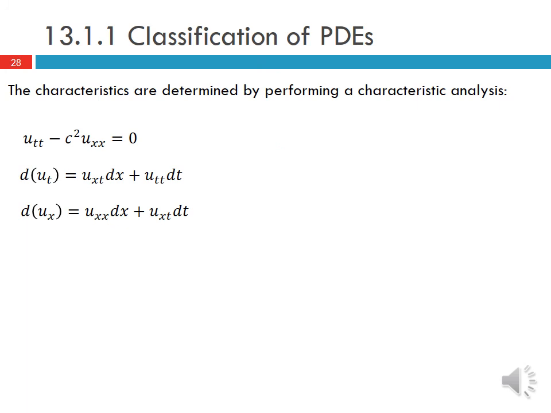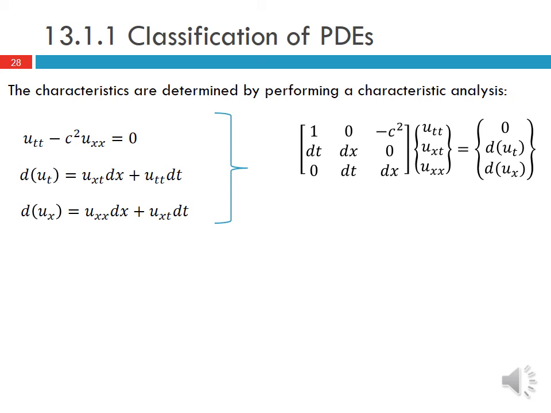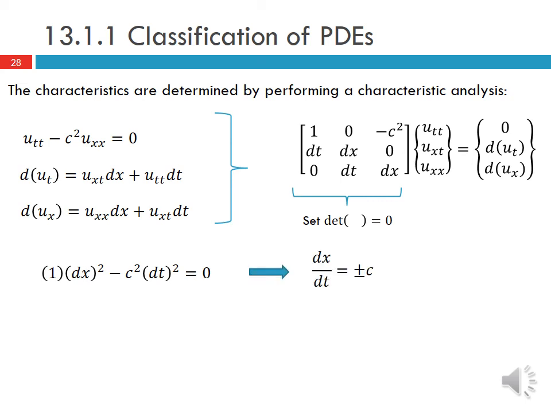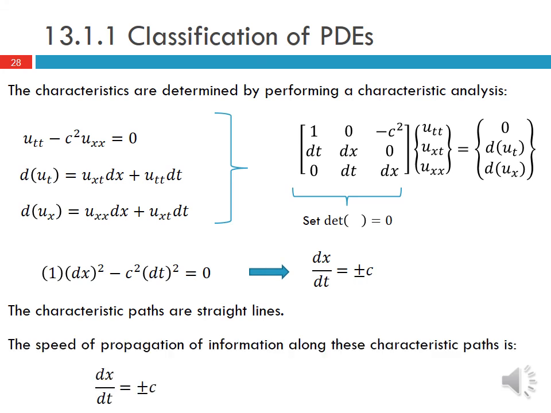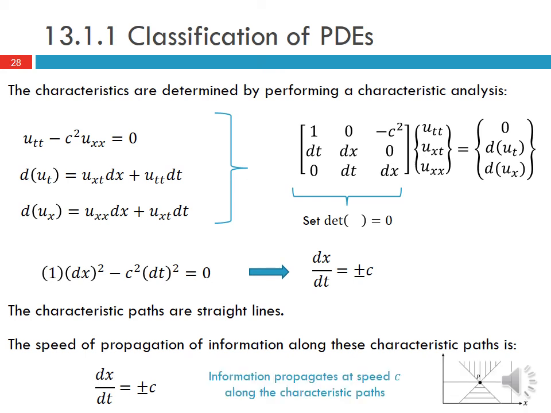So the characteristics are again found by performing the characteristic analysis. We put these equations into matrix form, we set the determinant of the matrix equal to 0, and we can solve for dx/dt, which in this case is plus or minus c. So this means that the characteristic paths are straight lines with the slope plus or minus c. And the speed of propagation of information along these characteristic paths is, again, plus or minus c. So the information propagates at a speed of c along these characteristic paths.